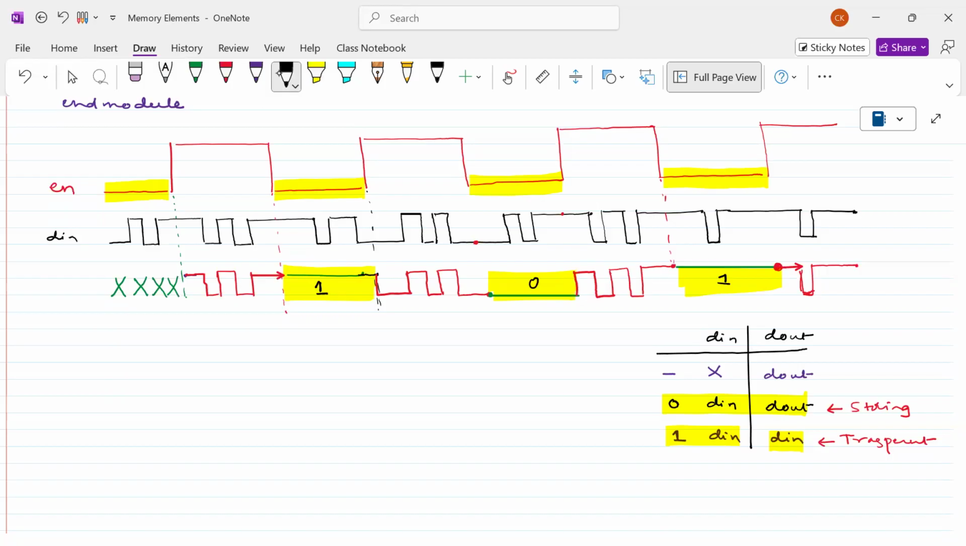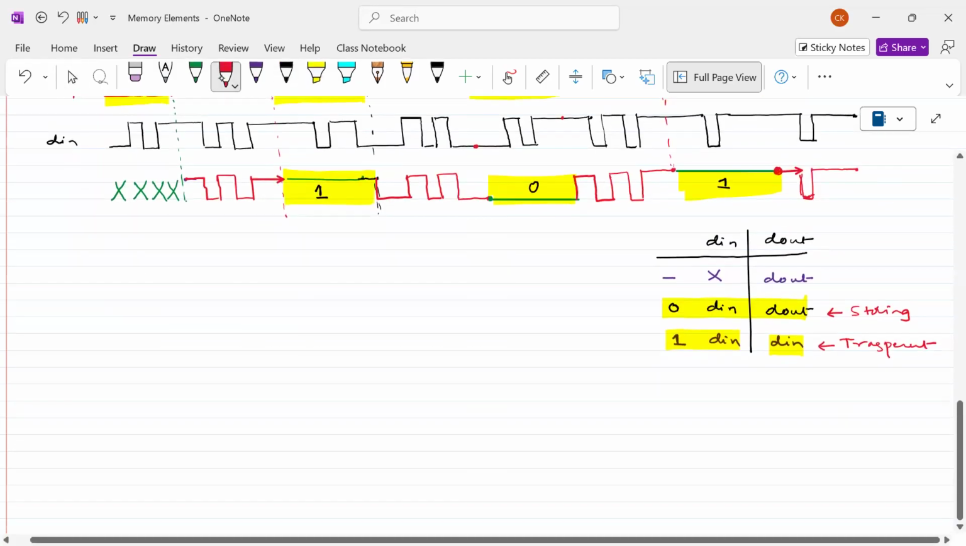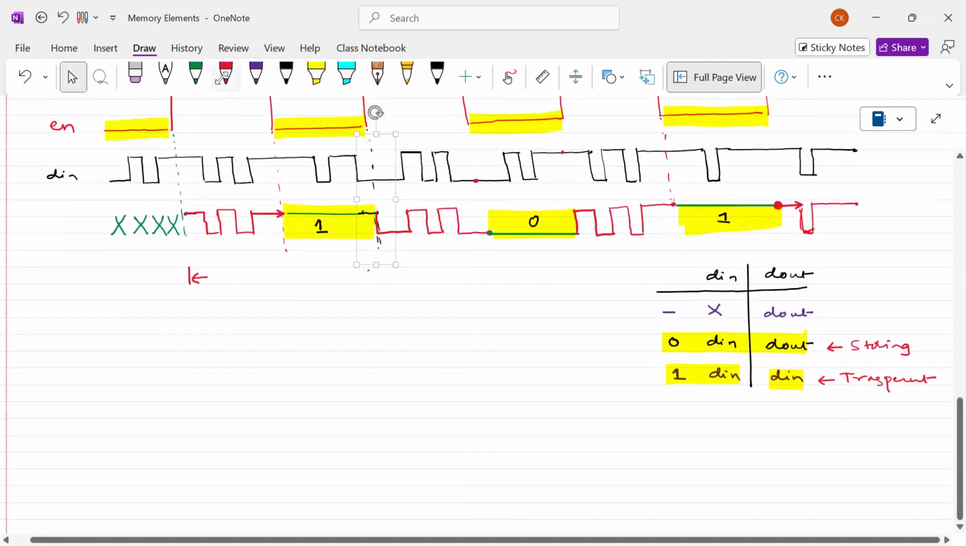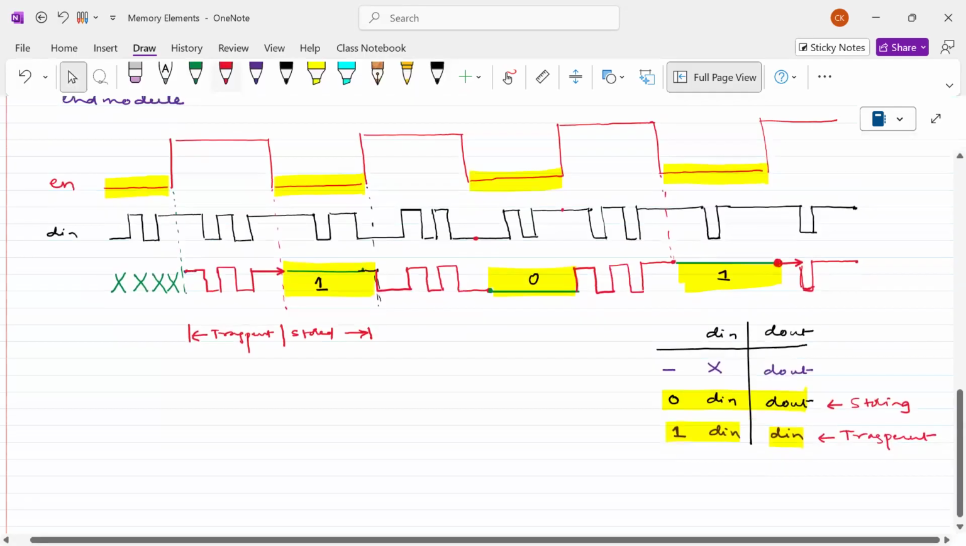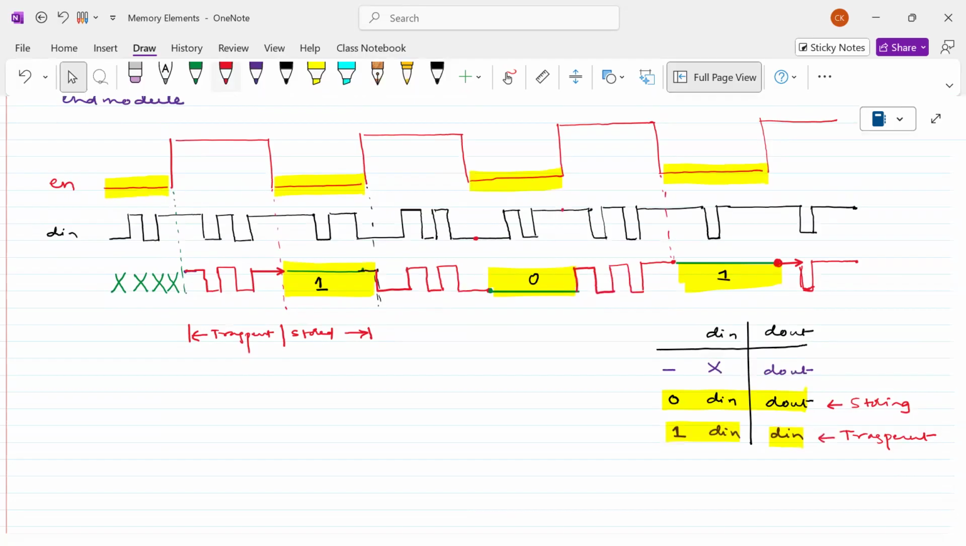Right. So during this entire cycle, we can see the enable signal go from low to high. In this entire cycle, only half is stored and half is transparent. Do you get the point? Now the question is, I want to store for the entire period of the enable signal. A single latch is not possible. By combining two latches, it is possible.